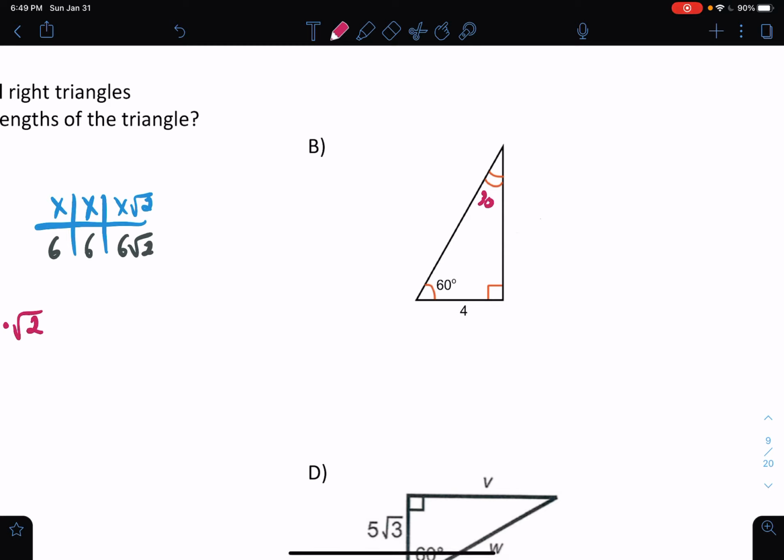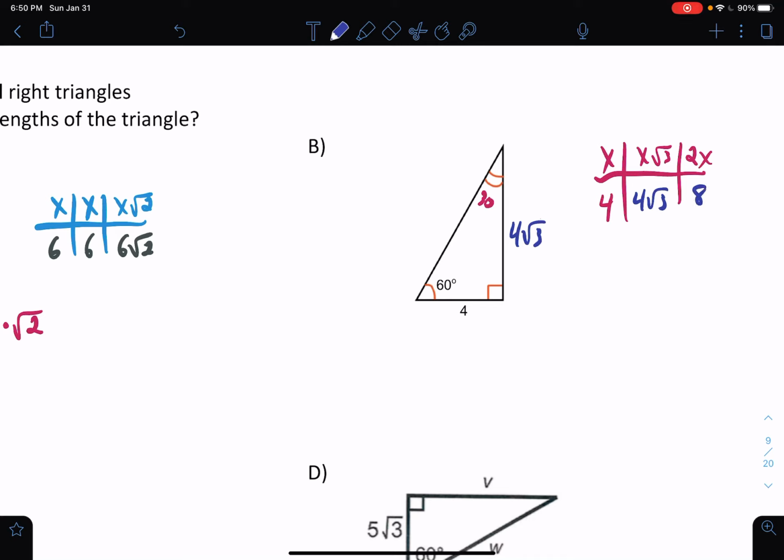So if I set up a table, I know that goes x, x square roots of 3, and 2x. And x is currently 4, because 4 is opposite the 30, which makes the side opposite 60 4 square roots of 3, which makes the side opposite 90 8, because it's 2 times 4.